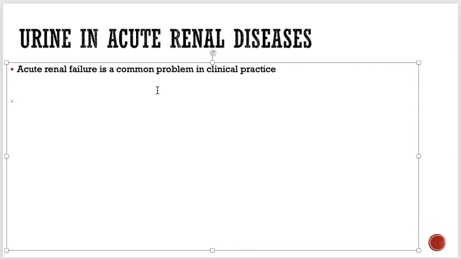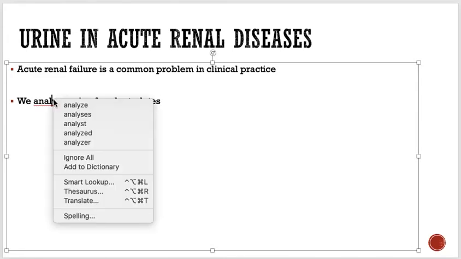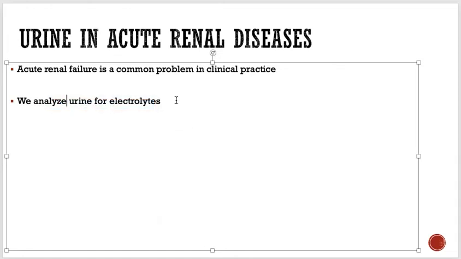So now we analyze their urine, right? Urine we analyze for electrolytes, of course. Now I will tell you a very easy example, an easy thing about this, and maybe you can remember it when you study kidney disease as well.